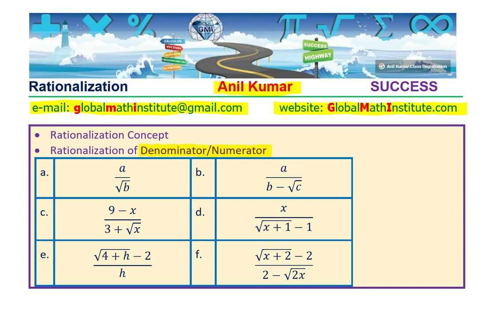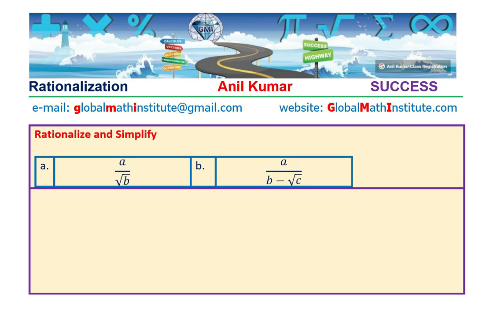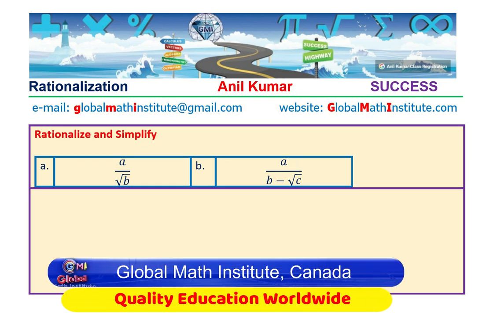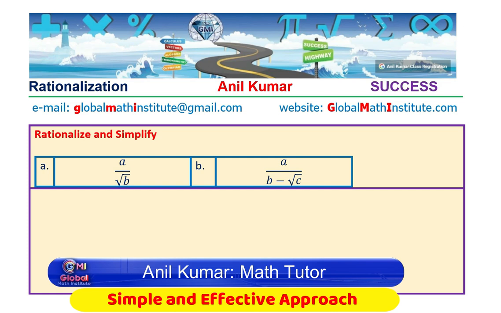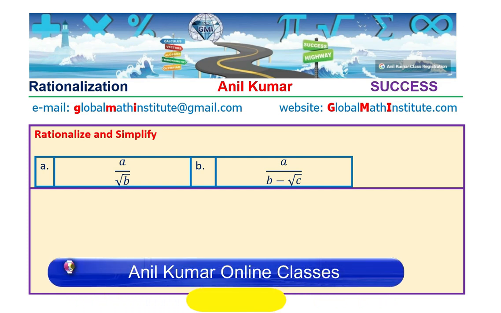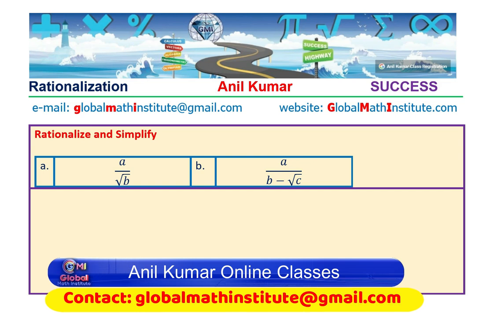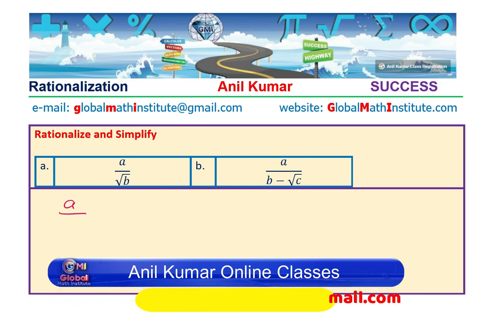Now let's look into the solution of these problems, which basically is rationalization. So we'll begin with the very first question, which is a over square root b, and then part b here is a over b minus square root c. We'll get the concept and then take up the next 4. Now in the very first part a, we have a over square root b.